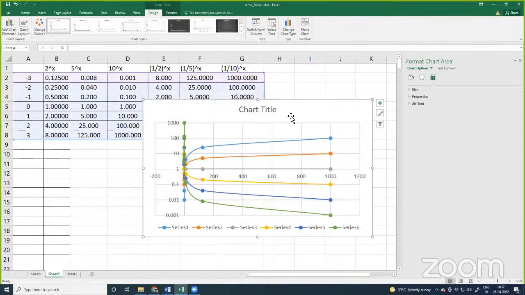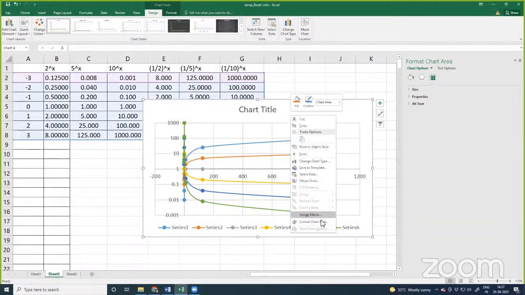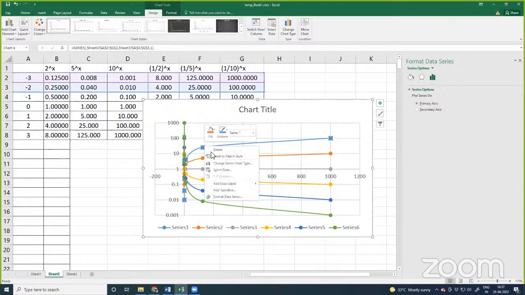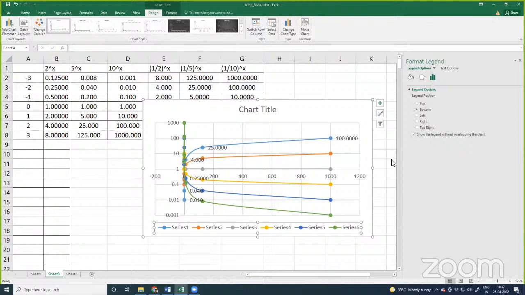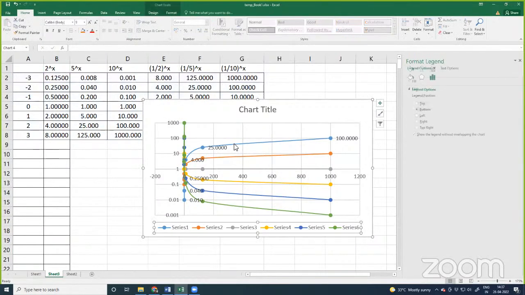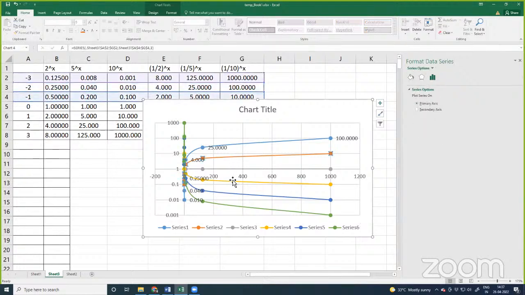Of course, you can label it also. Format change. Format secondary axis not required. Add trend line. Add labels. These are the points they have put. This is series 1, 2, 3. Instead of series, we can call this the power. This is 2 to the power of x, first one. Second one, 5 to the power of x. This is maybe the third one. Like that.